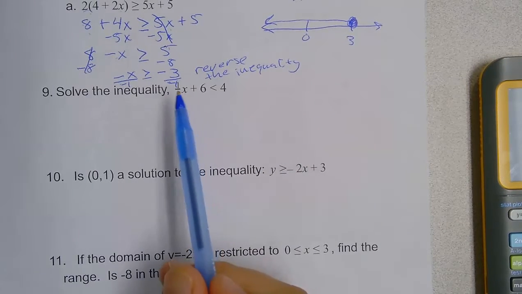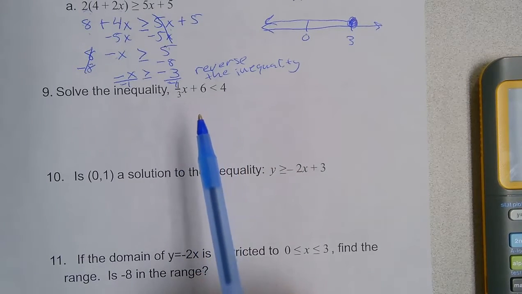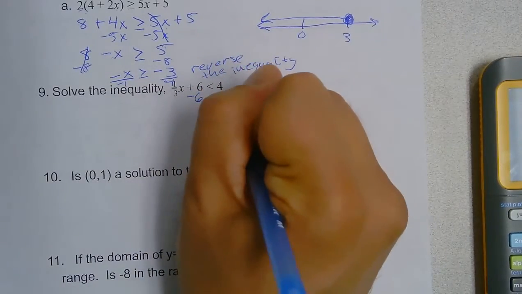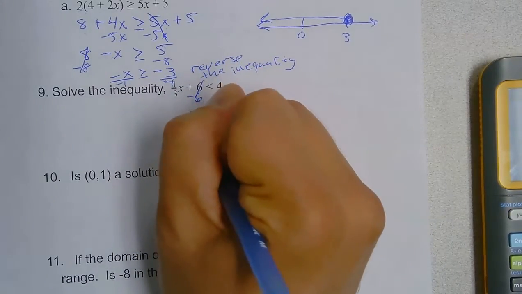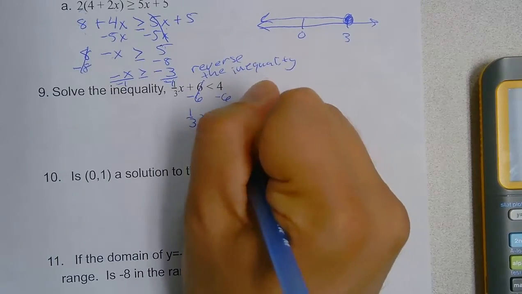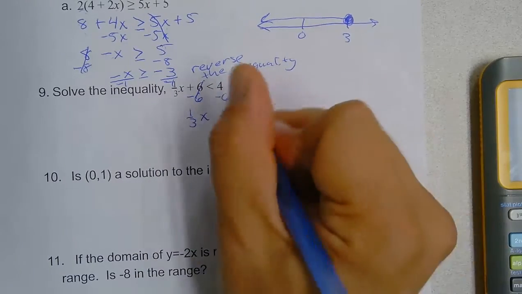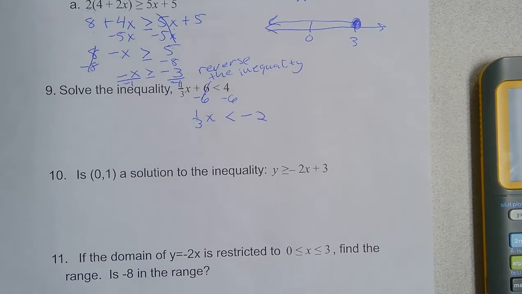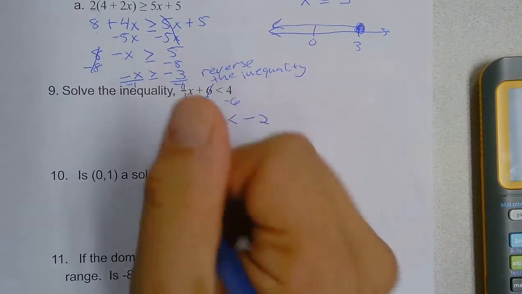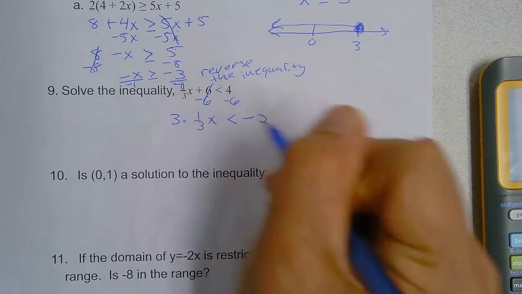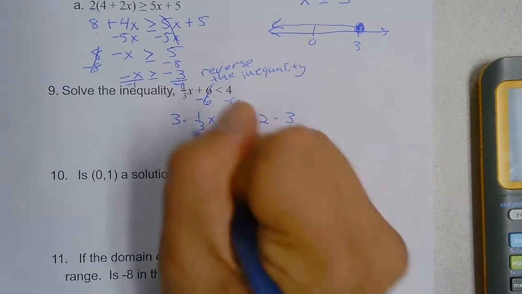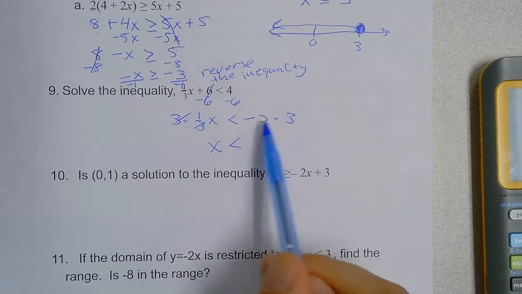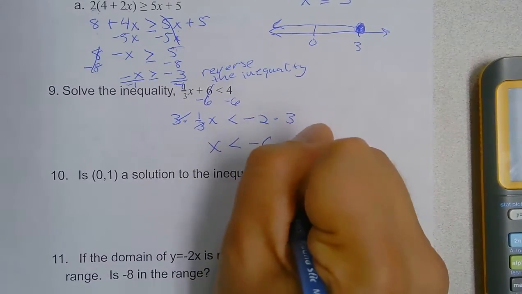Now, for this inequality, we just have to solve for x. So to get x by itself, first I'm going to subtract 6 from both sides and get 1/3 x is less than. And then 4 minus 6 would be negative 2. And then from there, I'm going to multiply both sides by 3. And you would get x is less than negative 2 times 3 is negative 6.